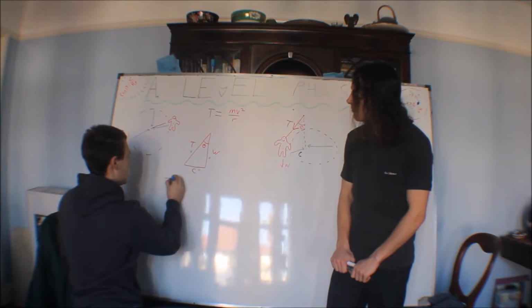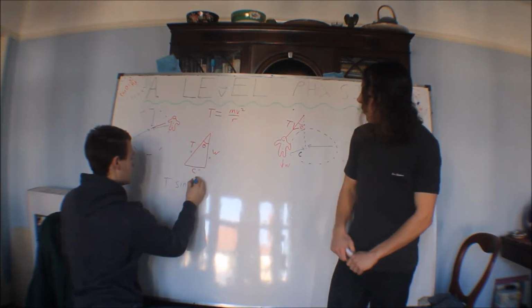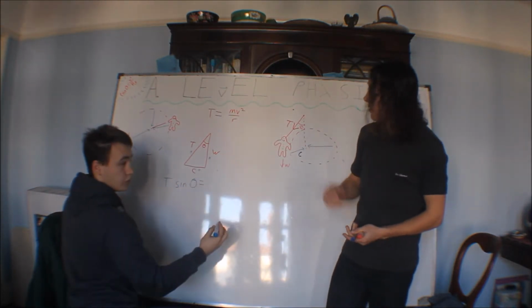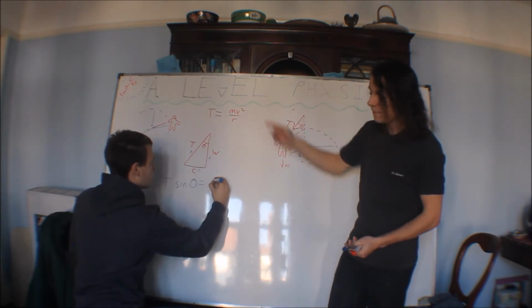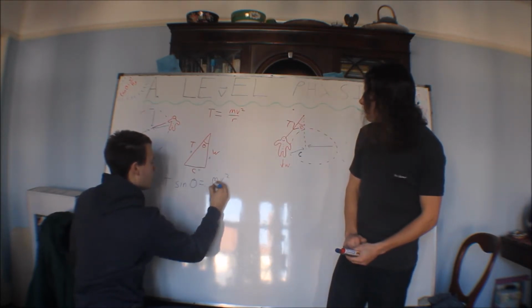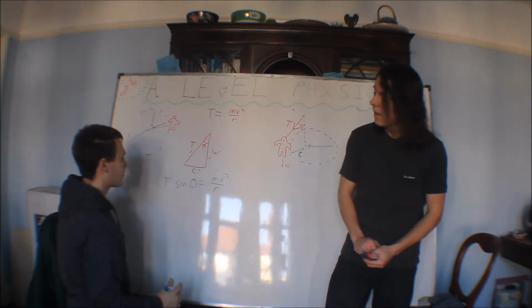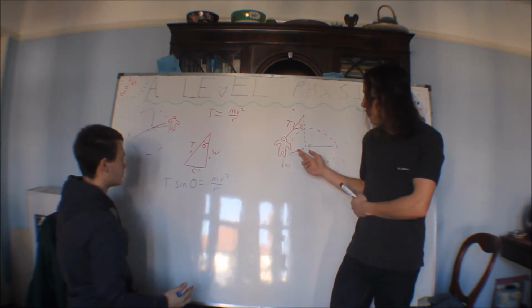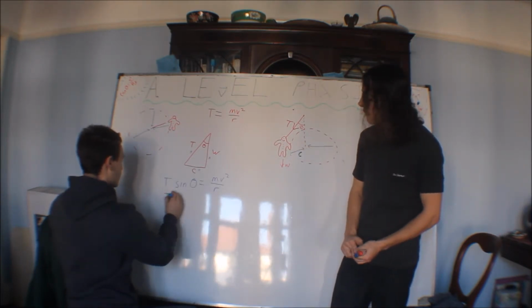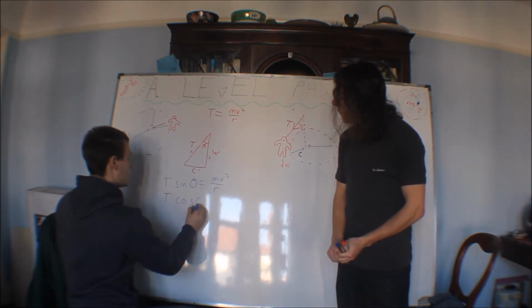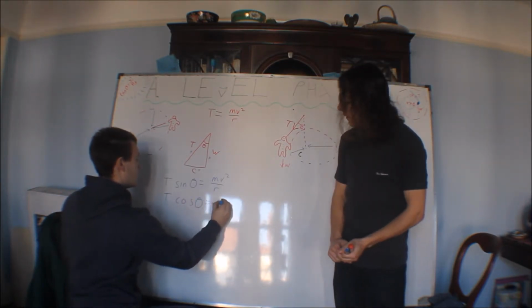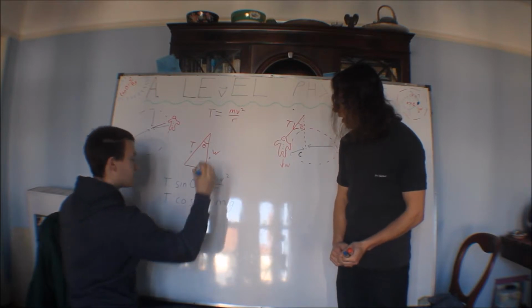So it's T sine theta will equal our centripetal force, but our centripetal force will equal mv squared over r. Then if we want to use the other line instead, we have T cos theta equals weight, which you know is a product of mass and g. So it becomes mg.